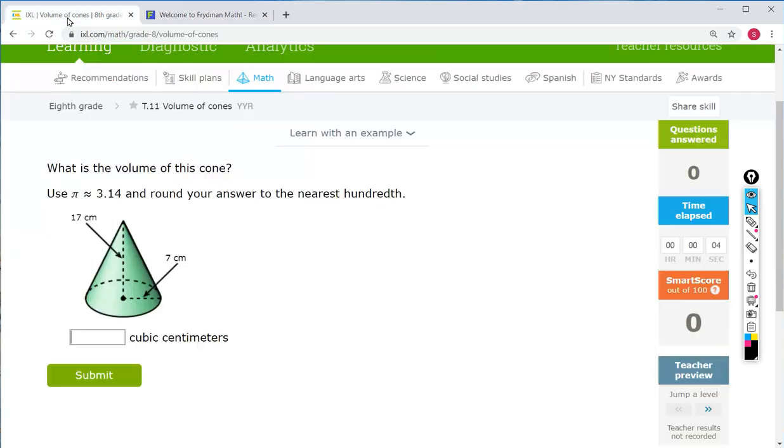So with that in mind, let's go over to IXL and do some of these problems. What is the volume of this cone? Use pi approximately equal to 3.14 and round your answer to the nearest hundredth. Okay, so what was our formula for finding the volume of a pyramid or a cone? The formula is that the volume is the area of the base times the height divided by 3.